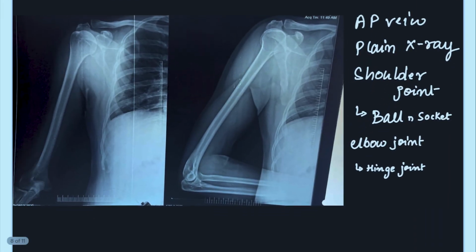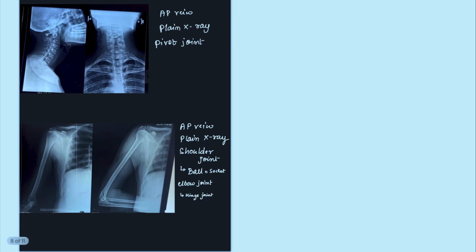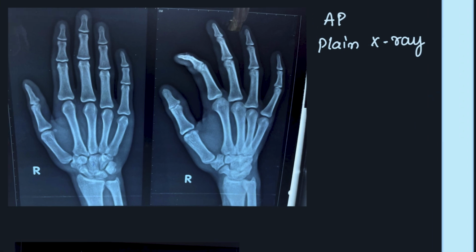Okay, so the next one, again, we have, see, it's horizontal. It's just AP view, plain X-ray. What type of joint you can see? Shoulder joint, elbow joint also you can see. So this is ball and socket. This is hinge variety. What are the bones you can see? We can see scapula. We can see clavicle. We can see humerus. We can also see ulna and radius. Right? Done.